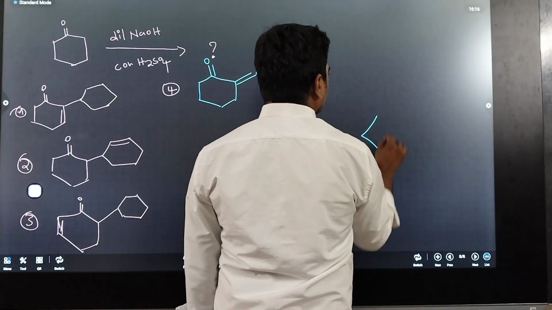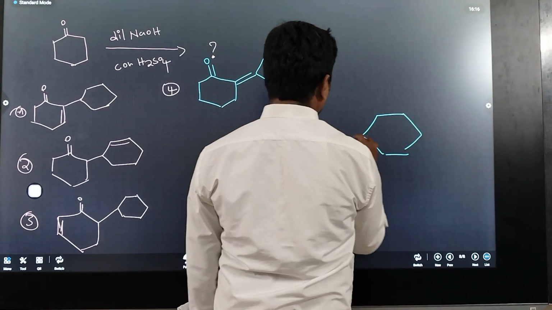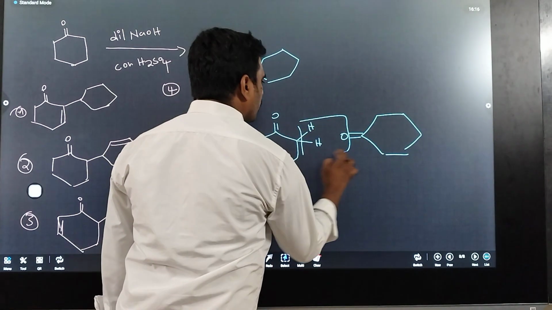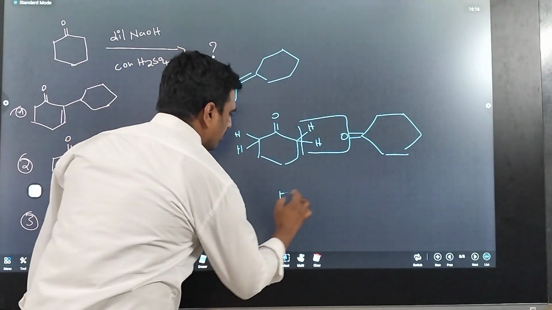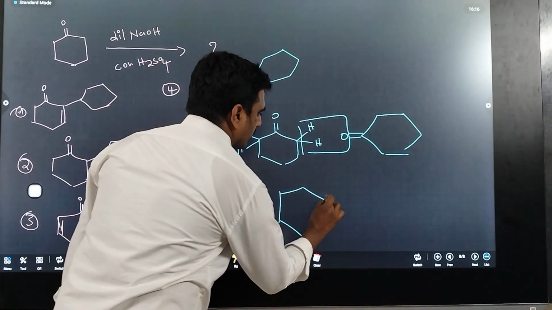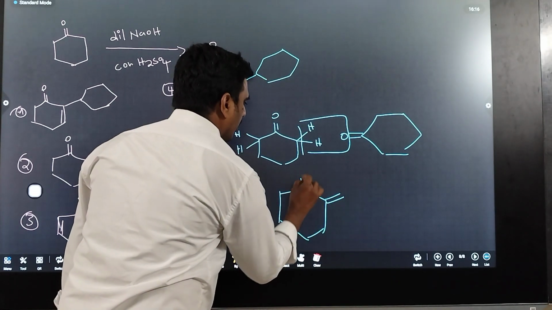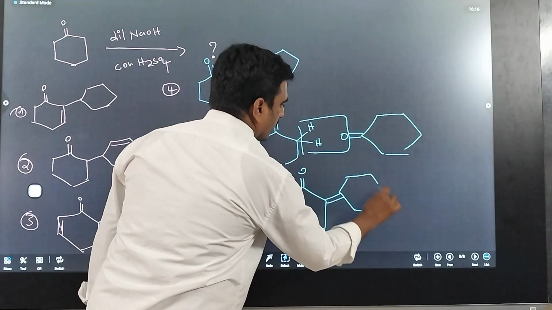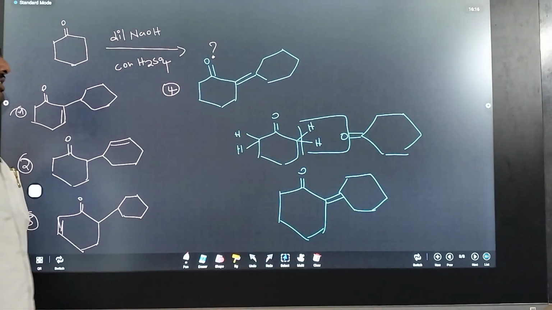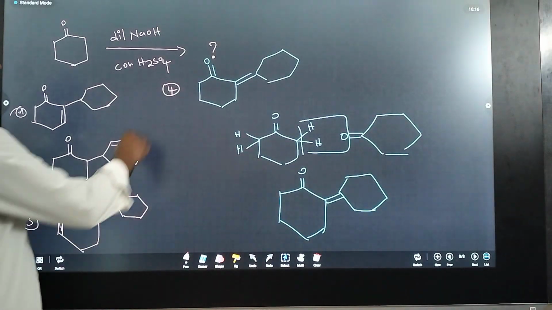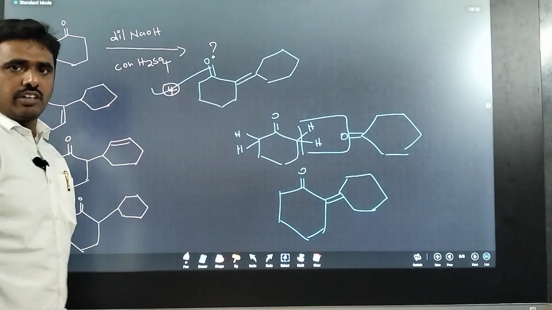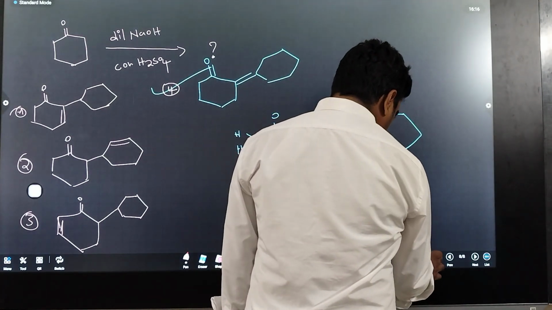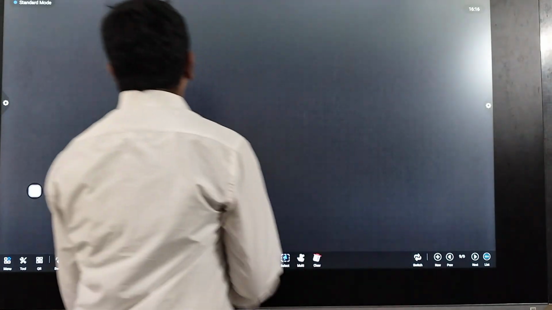So we get, this is another mole of H2O, so H2O is removed. So we get the double bond O. This is the major product. So which one is the answer? The fourth one is the correct answer. Okay, the fourth one is the correct answer. So I can write one more example.